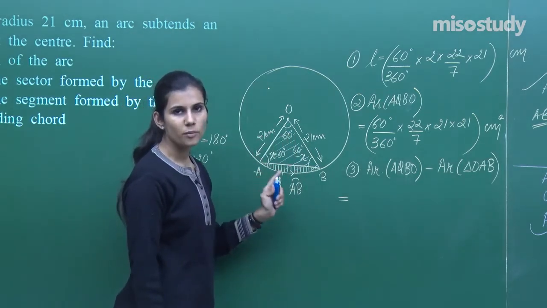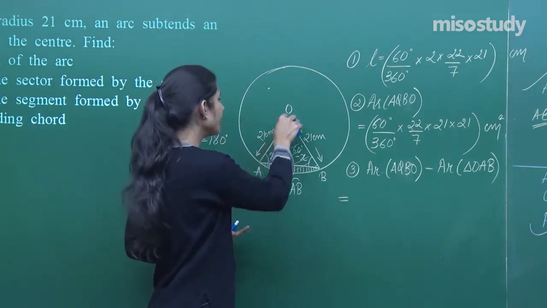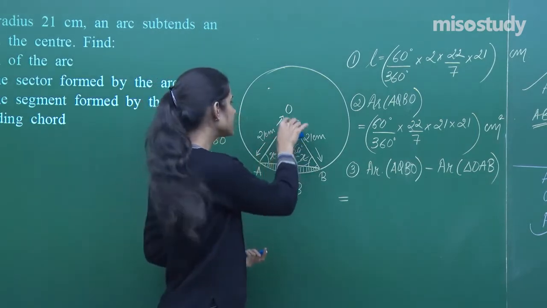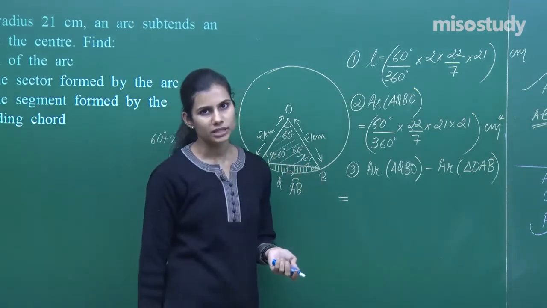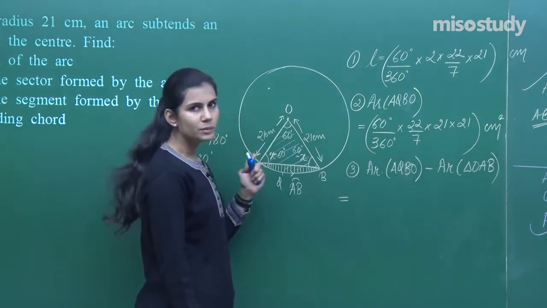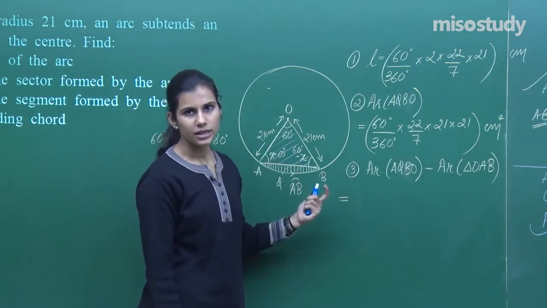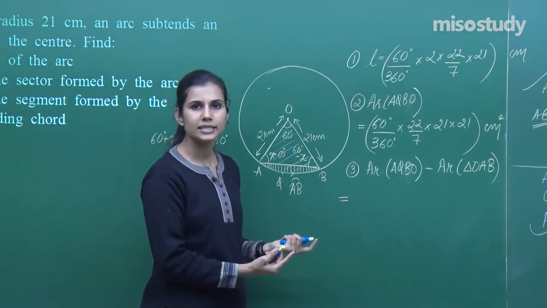directly compute by the formula which is root 3 by 4 into side square. Side OA is of length 21 centimeters, OB is of length 21 centimeters, obviously AB will also be of length 21 centimeters only because it is an equilateral triangle. So, you will have root 3 by 4 into 21 square, where 21 is the length of any of the sides of the equilateral triangle because each side has same length.